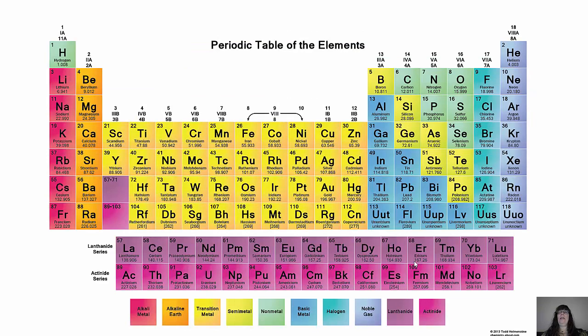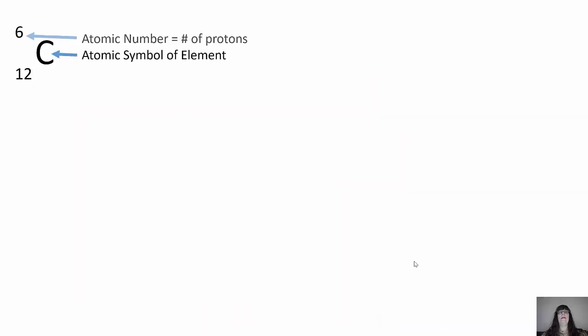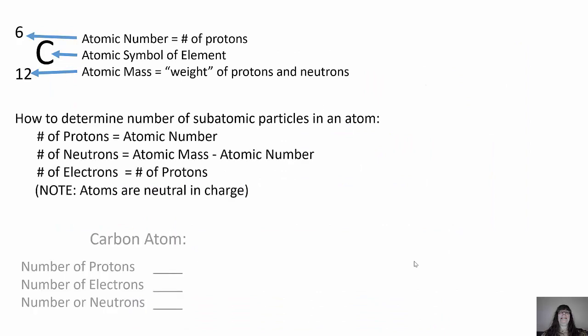This is just showing you the periodic table of elements. We're going to talk more about this as we go through this. So, C, that is the atomic symbol for carbon. The 6 at the top is the number of protons, which is also equal to the atomic number. The 12 at the bottom is the atomic mass, which is the weight, so to speak, of the protons and the neutrons added together. So how do we determine the number of subatomic particles in an atom?